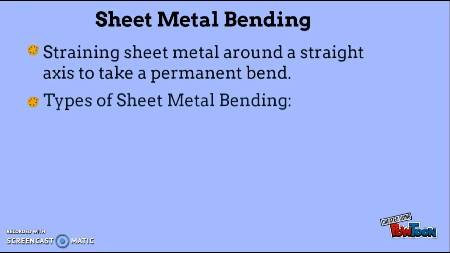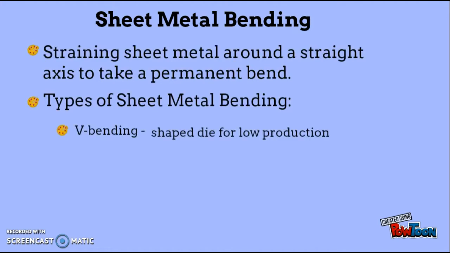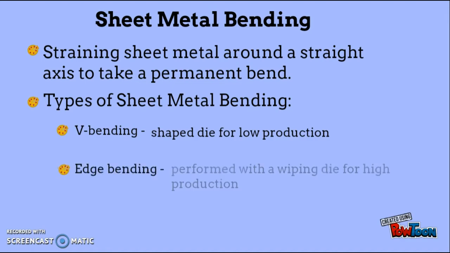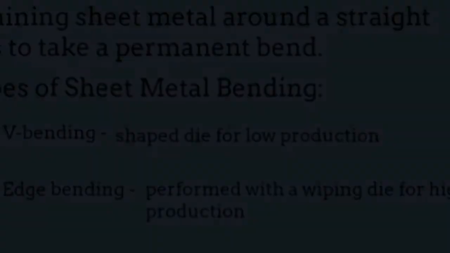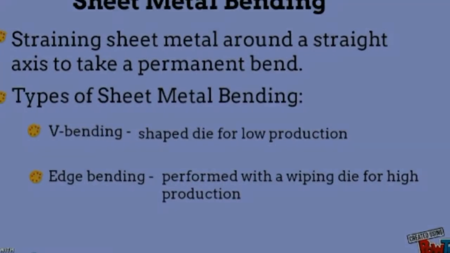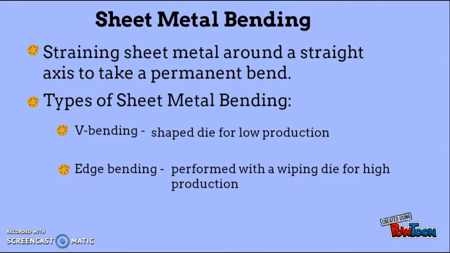Sheet metal bending is straining sheet metal around a straight axis to take a permanent bend. Types of sheet metal bending are divided into two. Firstly is V bending, which is performed with a V-shaped die for low production, and secondly is edge bending, which is performed with a wiping die for high production.